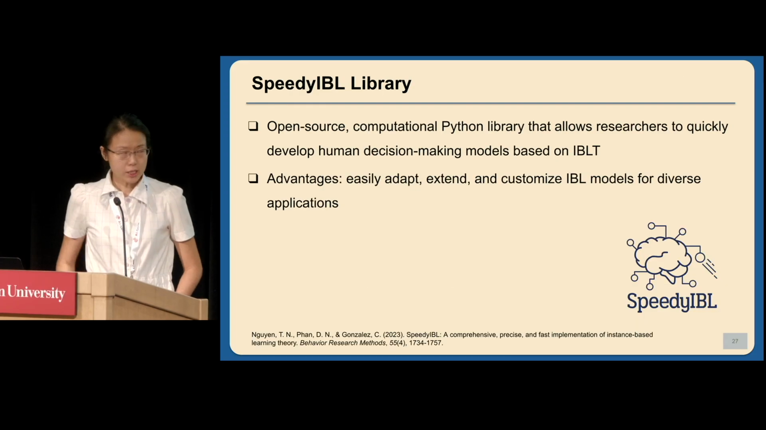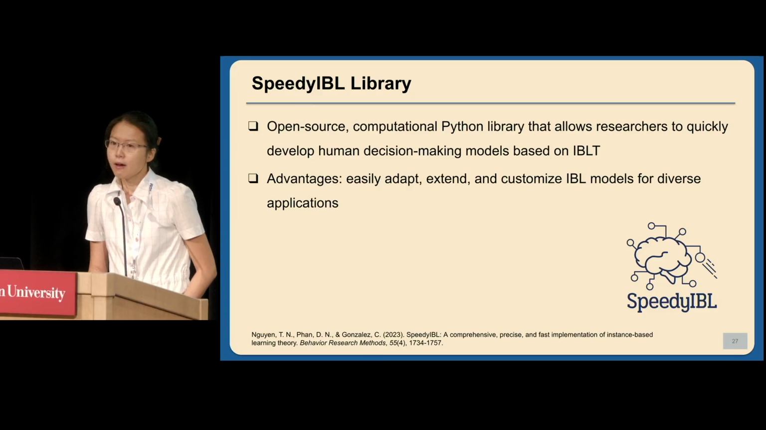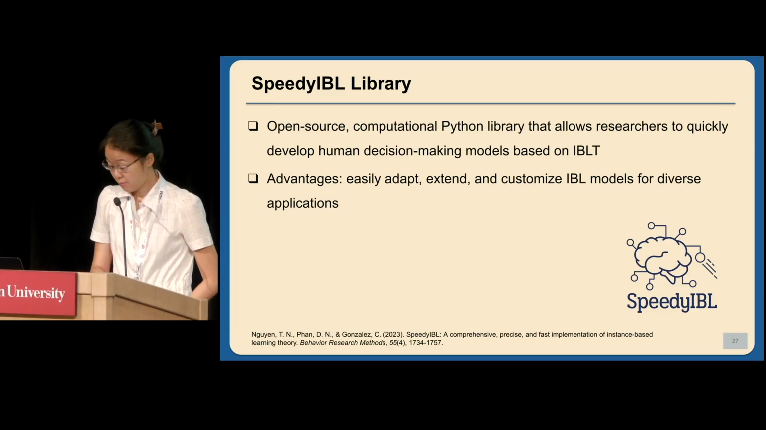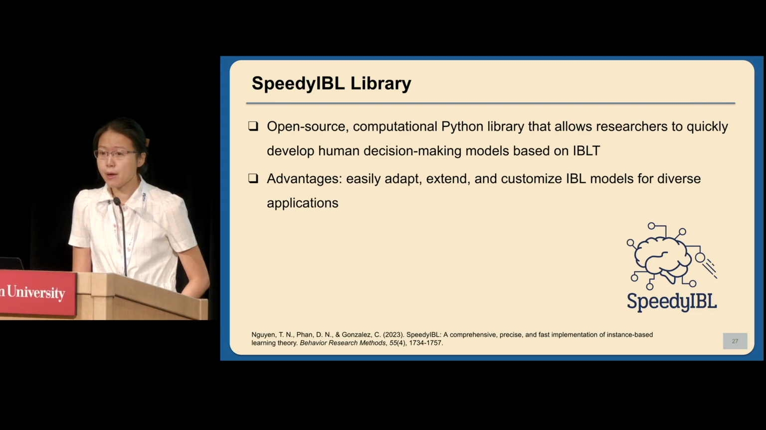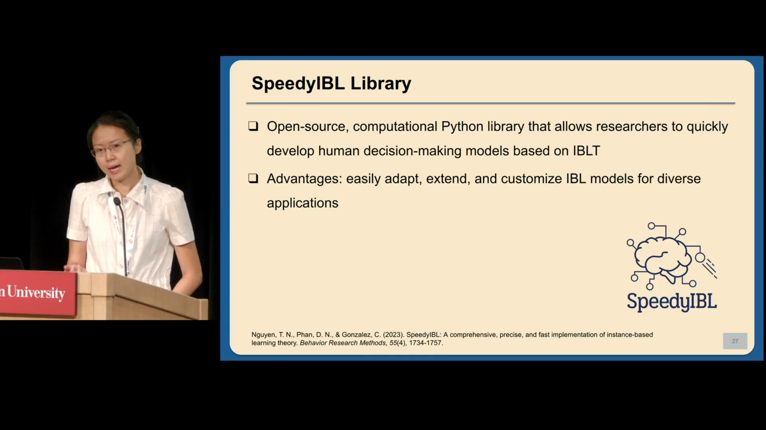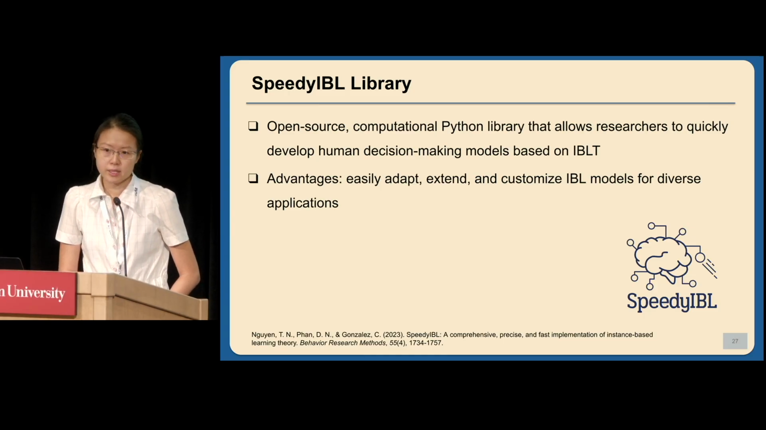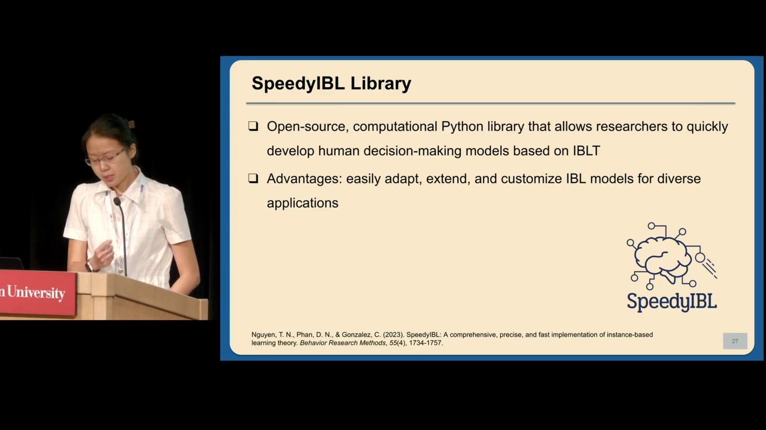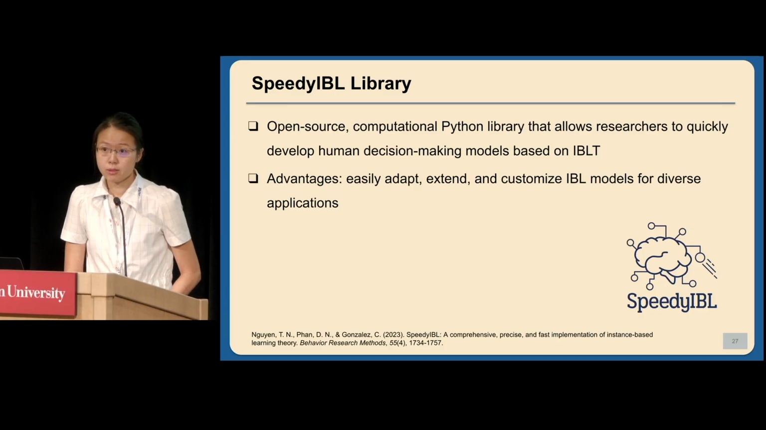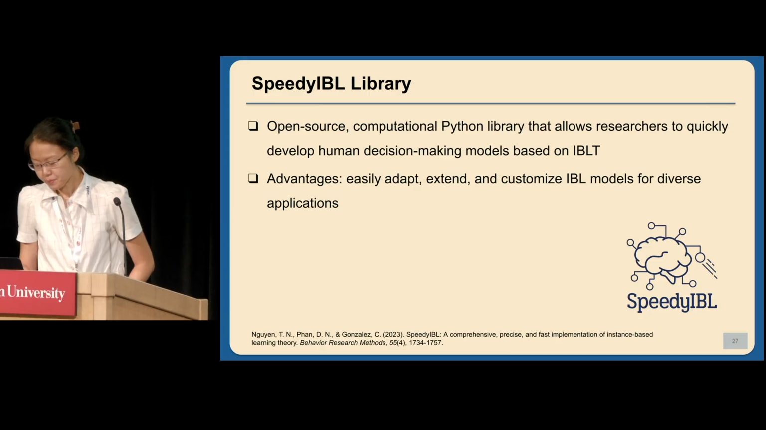The objective of this section has two parts. First, I'm going to introduce you to the Speedy IBL library. This is an open source computational Python library that helps researchers or AI practitioners quickly develop human-like decision-making models based on instance-based learning theory. And the second one, we're going to apply it concretely in this game, a two-dimensional navigation task.